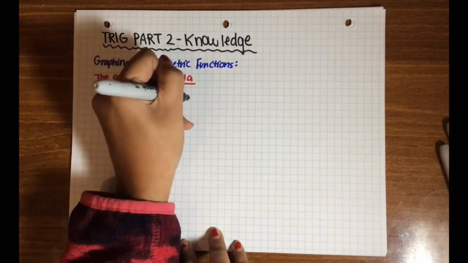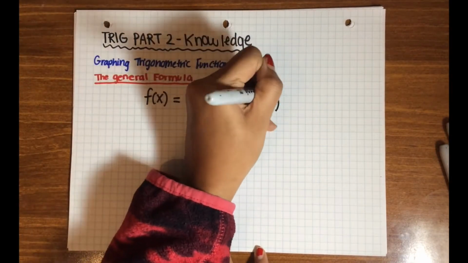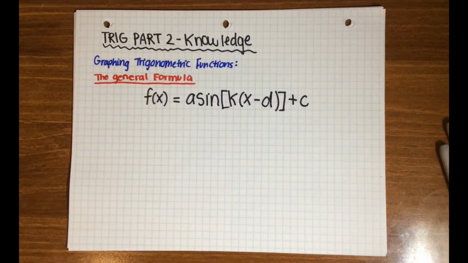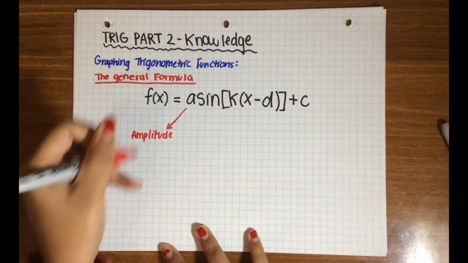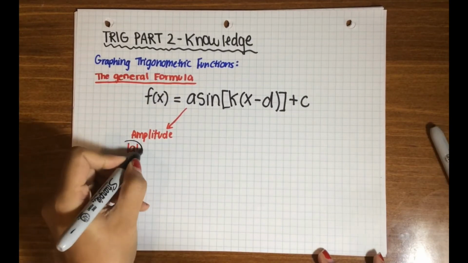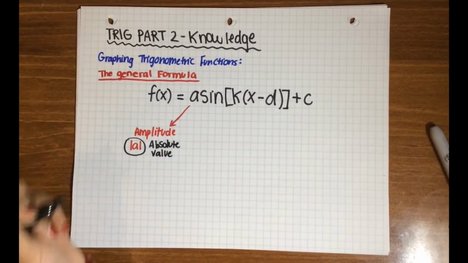The general formula is f of x equals a sine bracket k bracket x minus d bracket bracket plus c. The a value is the amplitude. The amplitude is the distance from the center line to the peak of the wave. It is an absolute value, meaning that it is always positive.